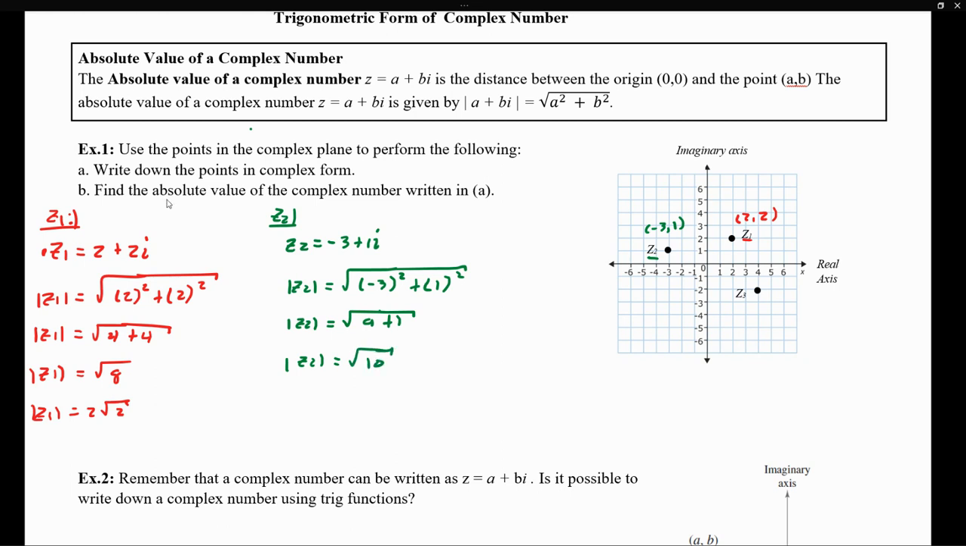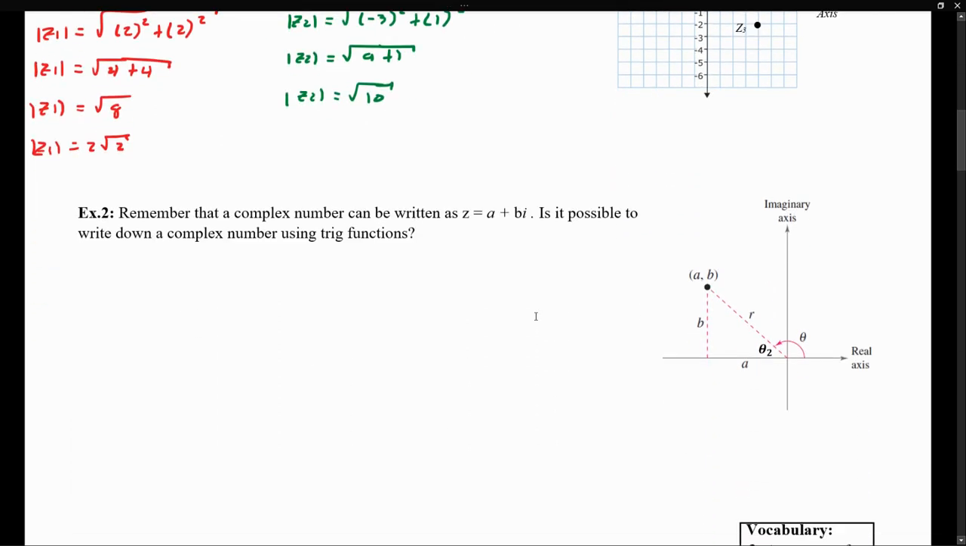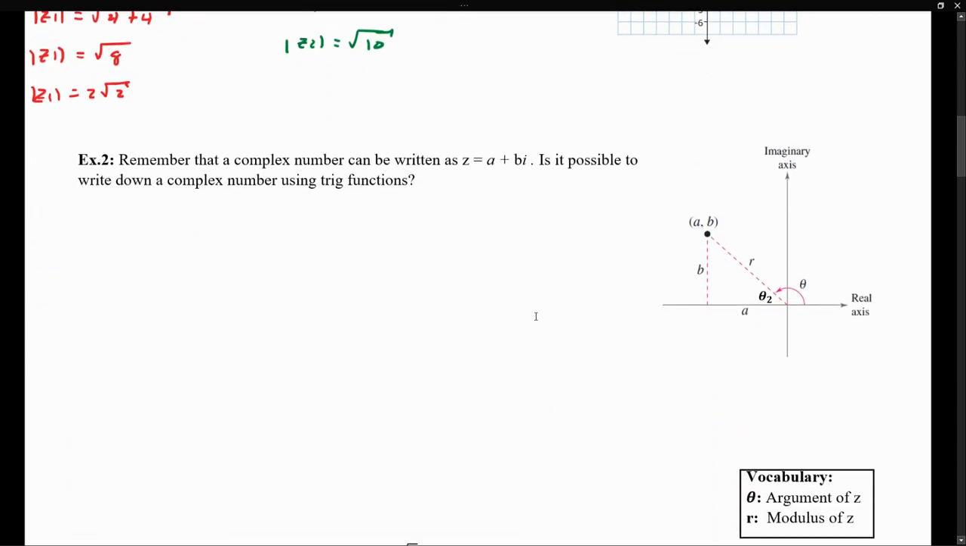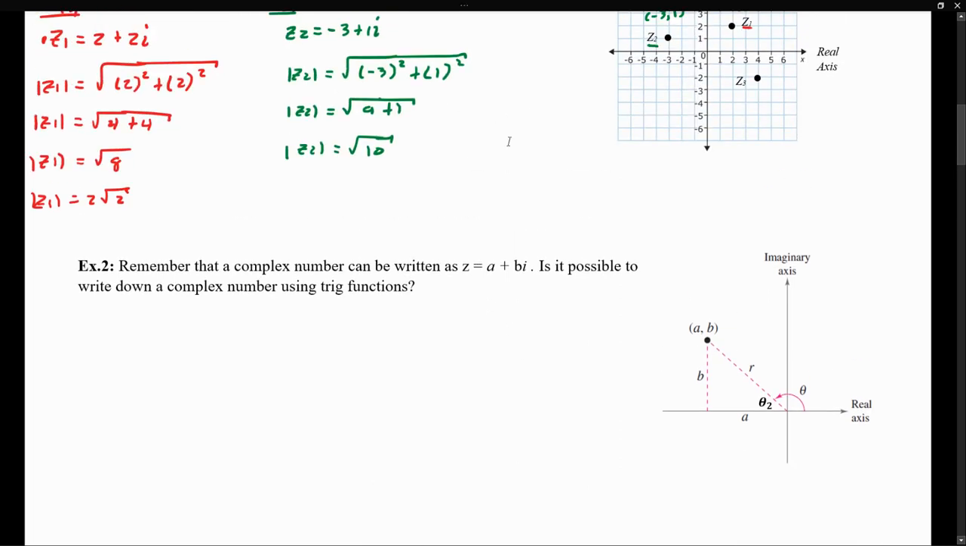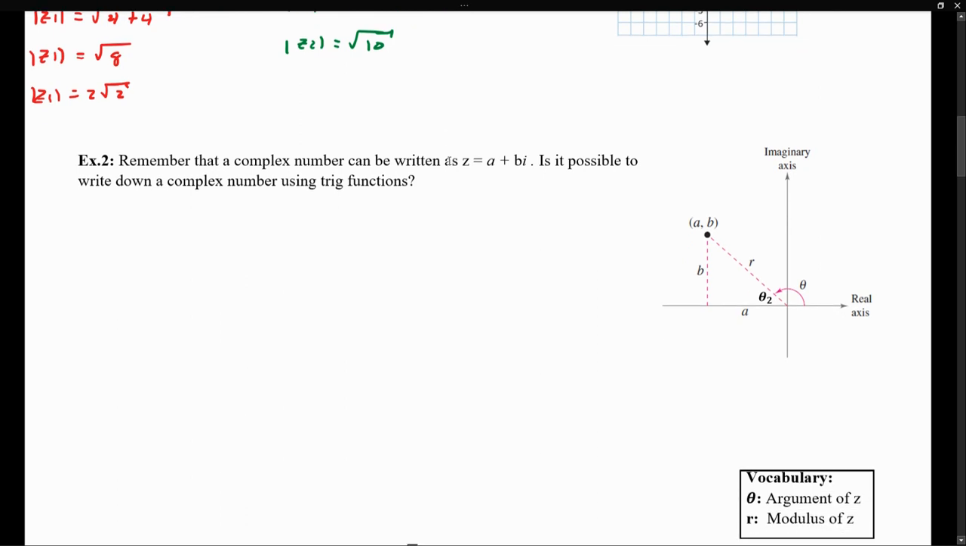And z3, I'm just going to leave it for you guys to think about, but I feel like after the examples, you might get the hang of it. So let's actually go a little bit deeper into this, because now, thanks to this, we can start thinking of ways to represent complex numbers using trig functions. So remember that a complex number can be written as a + bi.